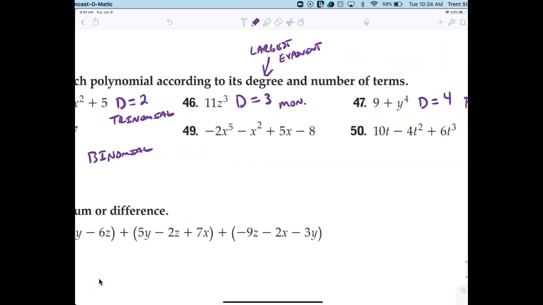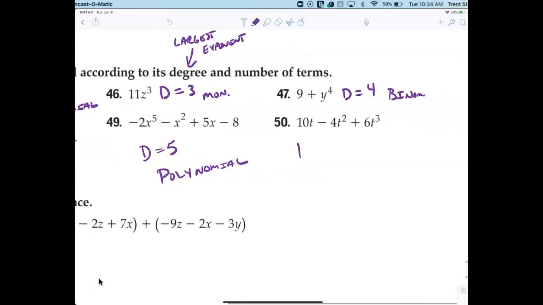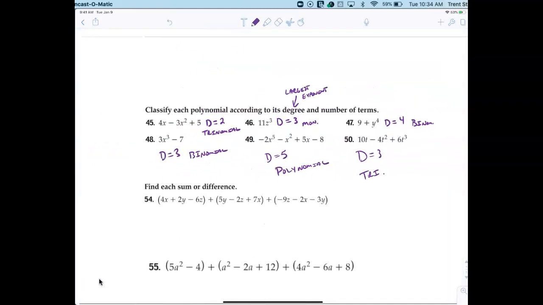Number 49, degree. Now listen to me. Once you get past 3, we just normally just call it a polynomial. All right. Degree on 50 is what? 3, and it's called a trinomial. All right, is everybody good with that? All right, just basic definition. I'm not testing you on that. All right, that's just something you got to know on your own.